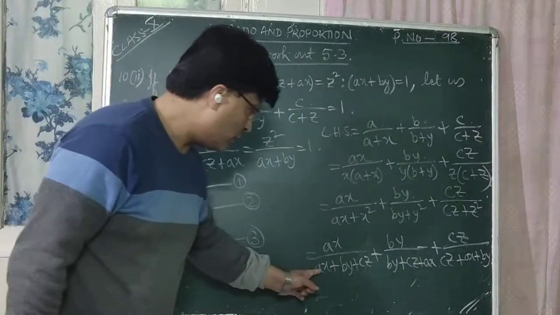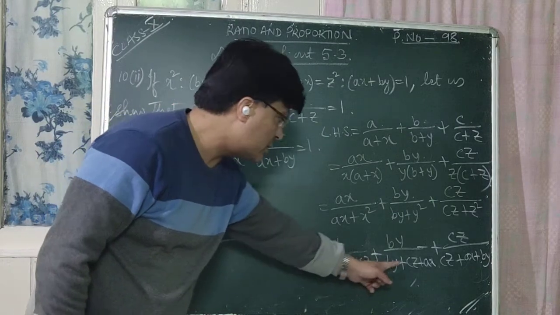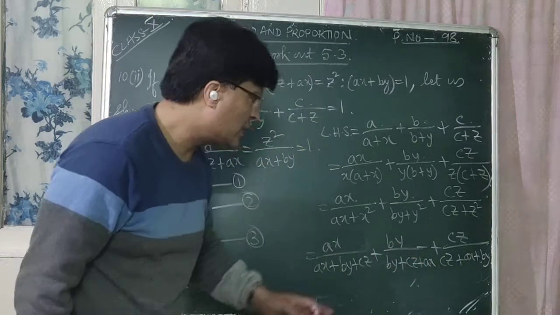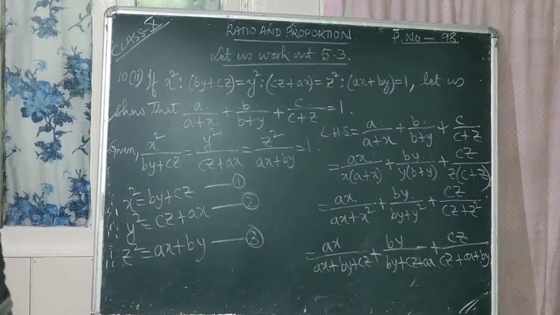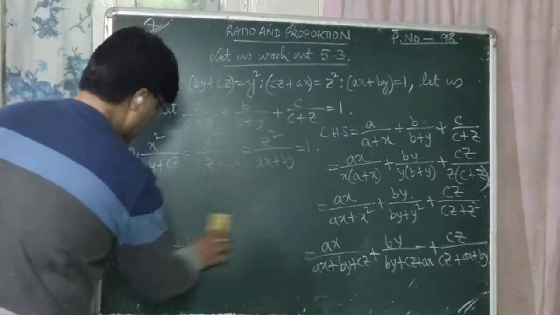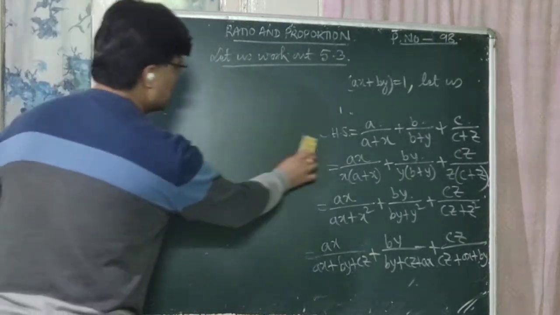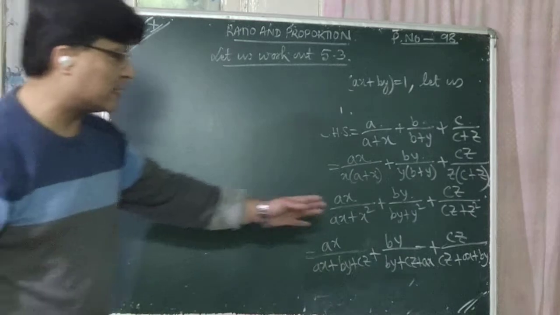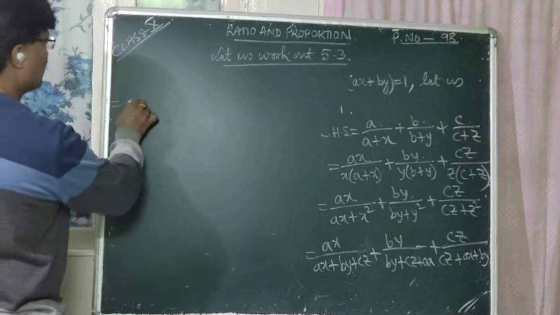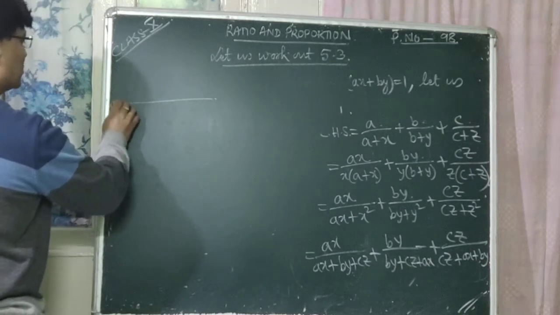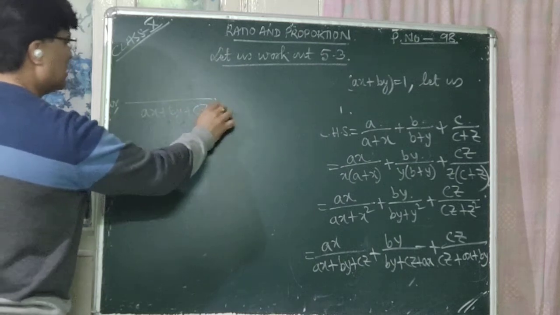Okay? Now, for the first term, it is Ax plus by plus Cz. This is also Ax plus by plus Cz. That one is also Ax plus by plus Cz. That means we are getting the same expression in the denominator. So you can easily get the LCM of these three expressions, first, second and third. So what is the LCM? The LCM is Ax plus by plus Cz.